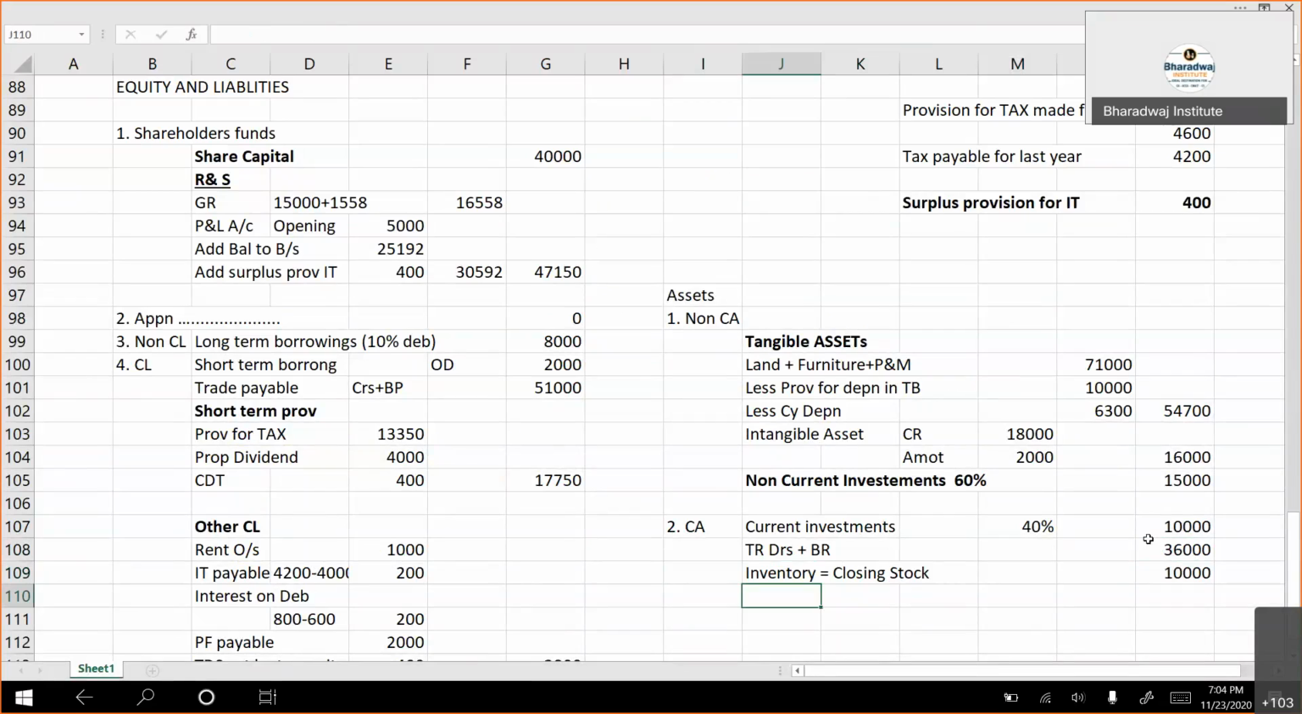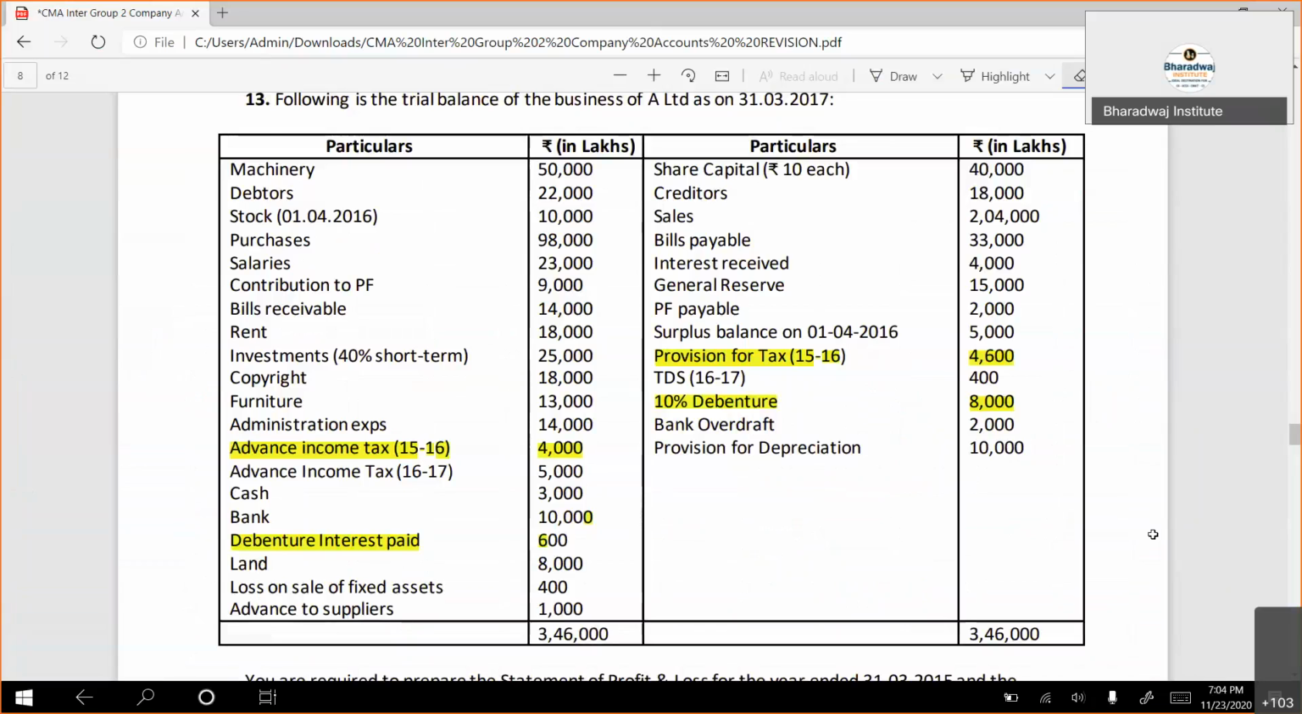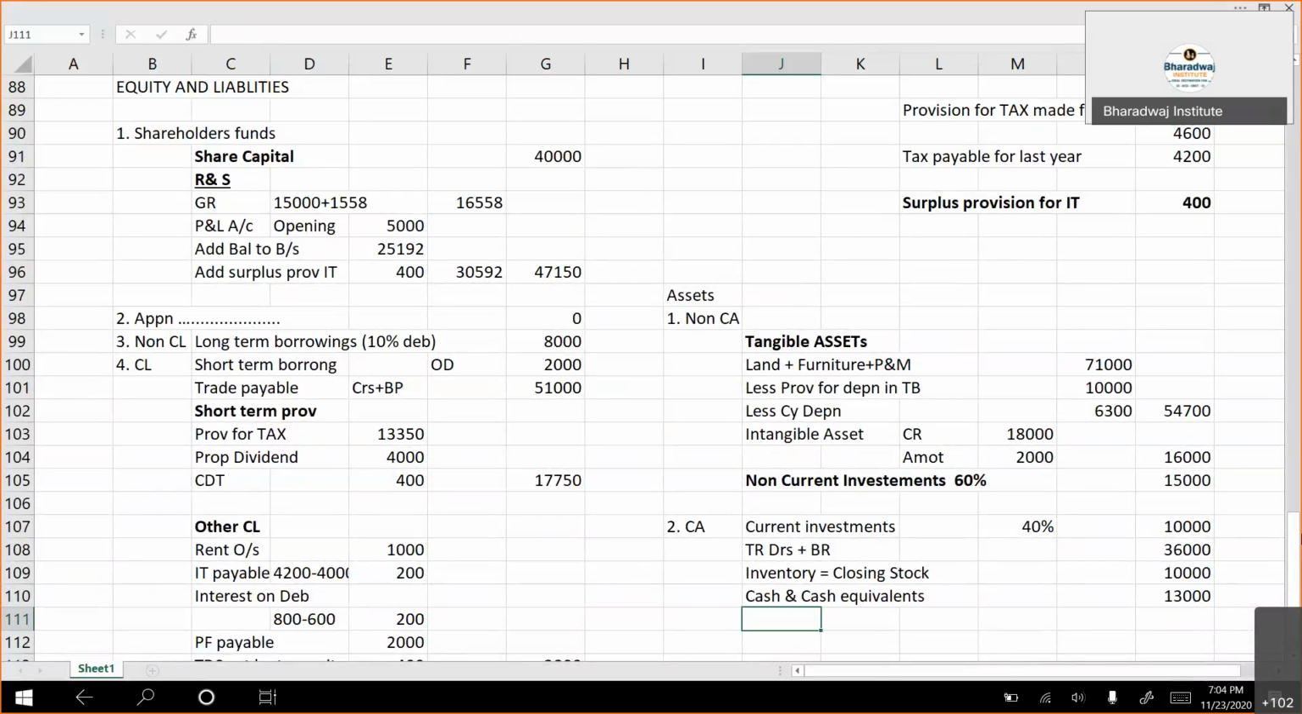Then cash and cash equivalents. That will come under a separate heading. That is not a trade receivable. That is an advance given, which will come under other current assets or short-term loans and advances. Cash and cash equivalents: cash and bank balances 13,000. Then short-term loans and advances.